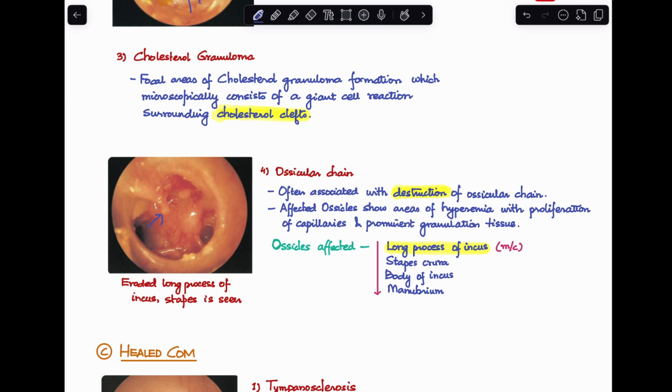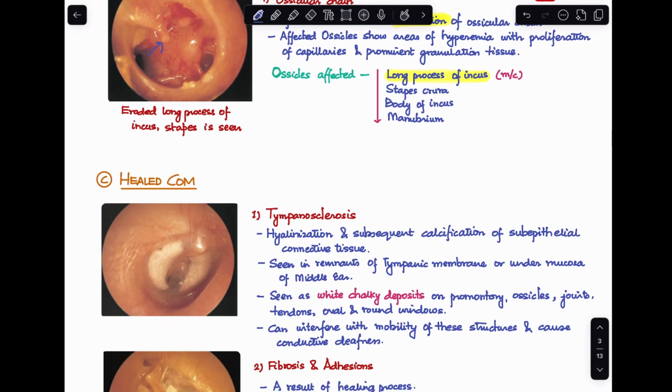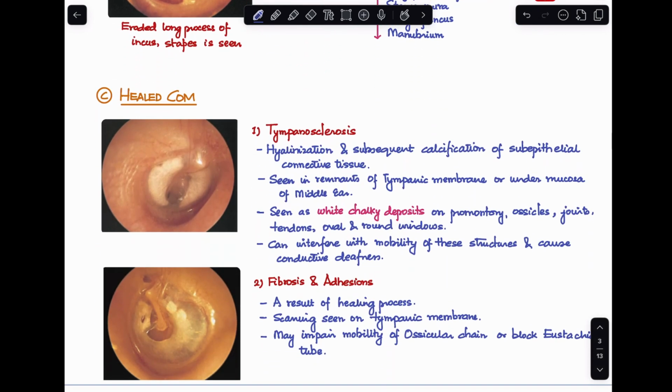Now coming on to the third type, which is the healed chronic otitis media. Here there are two different things that can happen. First is tympanosclerosis. Now what is tympanosclerosis? I already showed you a picture before: these are basically white chalky deposits that the tympanic membrane heals with. What are these white chalky deposits? It is basically hyalinization and subsequent calcification of the subepithelial connective tissue.